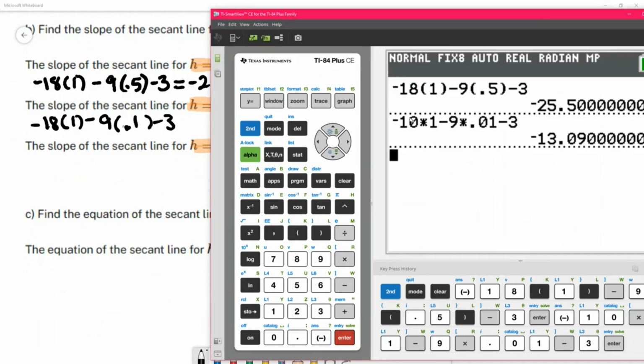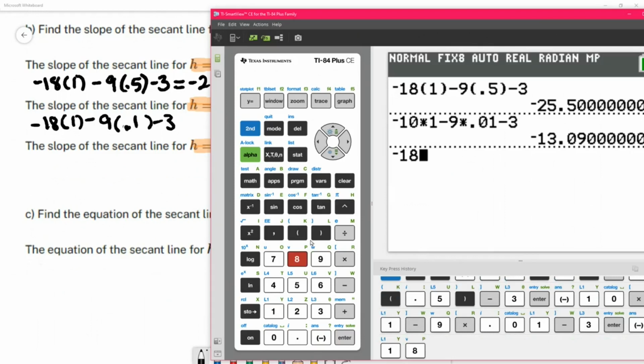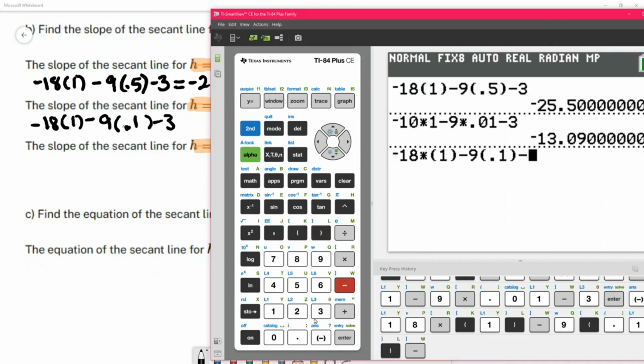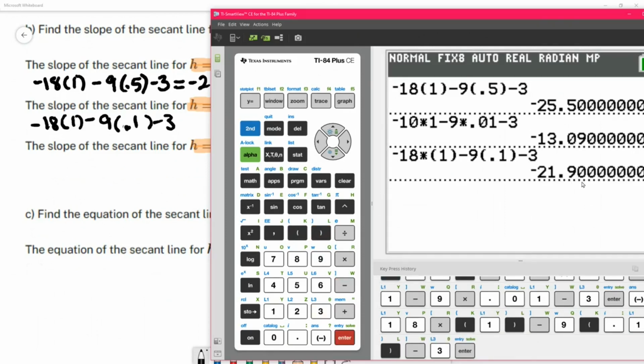And I also typed negative 10 instead of negative 18. So negative 18 times 1 minus 9 times 0.1 minus 3. And we've got negative 21.9.